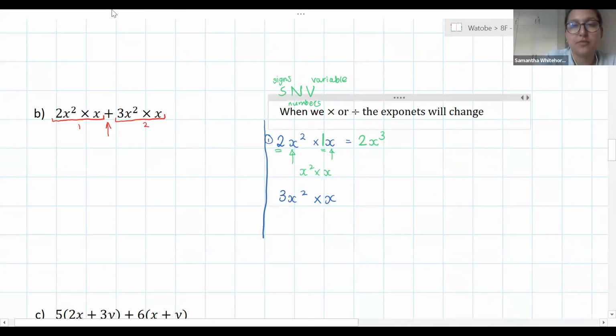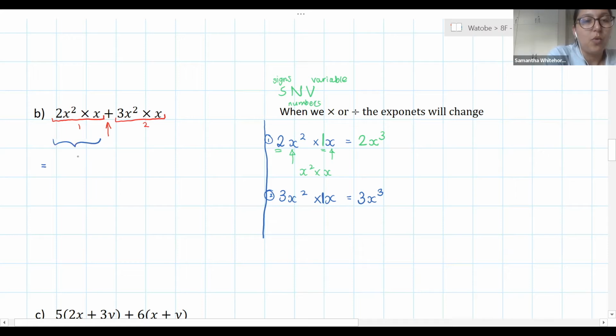I can then do the same thing for term number 2. Term number 2 is 3x squared times x. If I look at the signs, I've got a positive times a positive, so that's still a positive. Again, I've got a 1 in front of that x, so I've got 3 times 1, which is 3. And then x squared times x, which we know is x cubed. So what I've done here is I've simplified each of my terms. Now if I go back to my expression, this whole term 1 simplifies to 2x cubed plus this whole term 2, which is simplified to 3x cubed. In doing that, I have simplified each of my terms, which is step number 2.